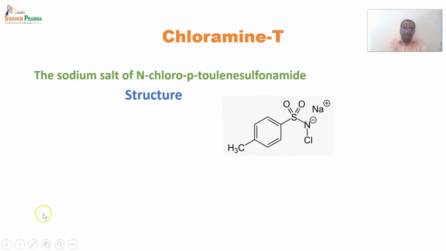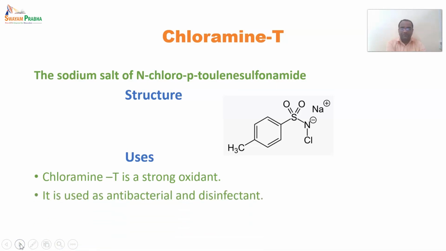Sulfonamide is one of the categories of antibacterial agents, a very effective antibacterial category. Chloramine T is a strong oxidizing agent. It is used as an antibacterial and disinfectant. The antibacterial properties of chloramine T are due to this sulfonamide moiety. These are responsible for DHFR inhibition, that is dihydrofolate reductase, which is stopped by these sulfonamide moieties.